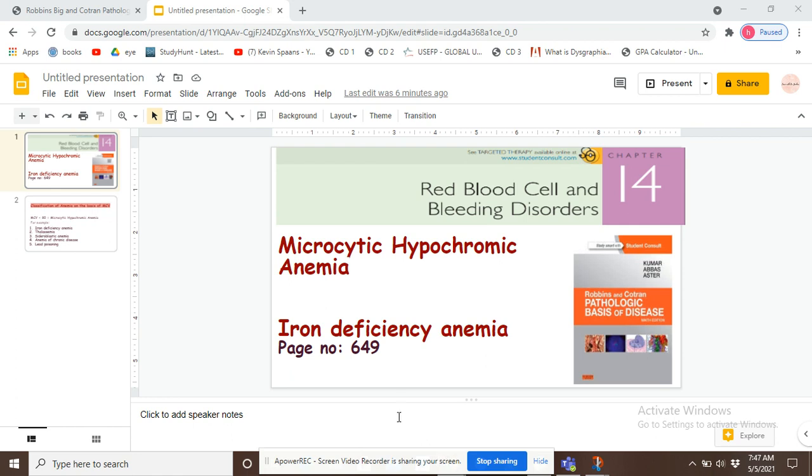This is the second lecture from chapter Red Blood Cell and Bleeding Disorders. In the last lecture, we have done Introduction to Anemia. In that lecture, I have told you about the basics of anemia and the classification of anemia. Today, we are starting microcytic hypochromic anemia, and in that, we will do iron deficiency anemia.